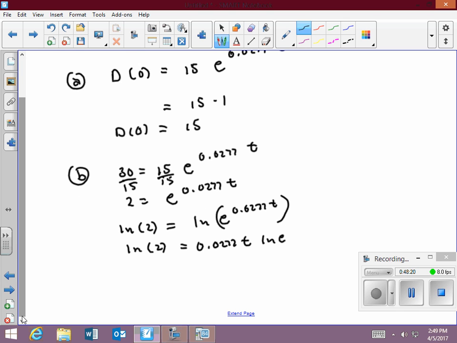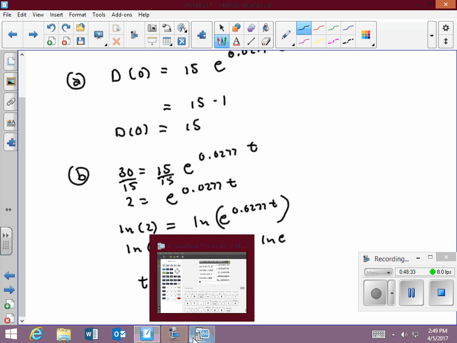So then t is going to equal ln of 2 over 0.0277. It's equal to 25. 25? Okay, I'll take your word for it.